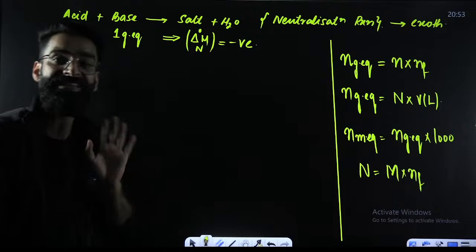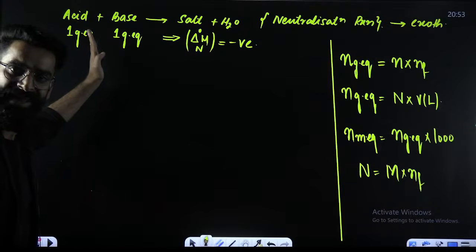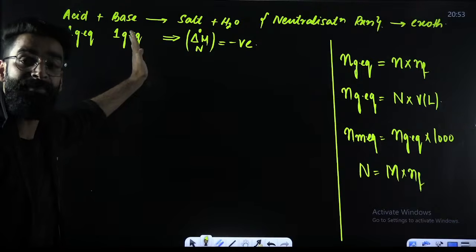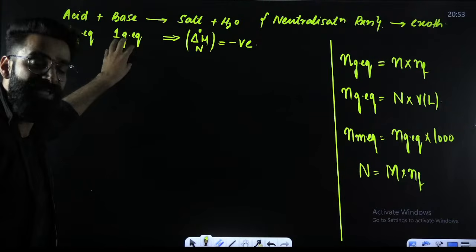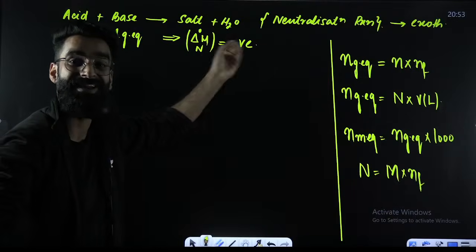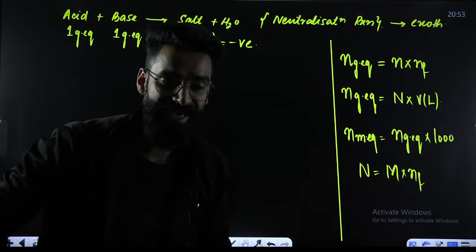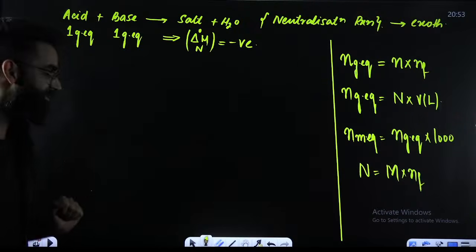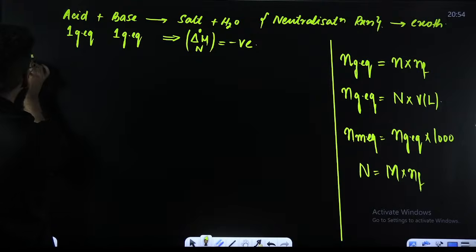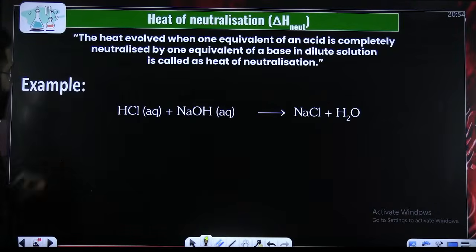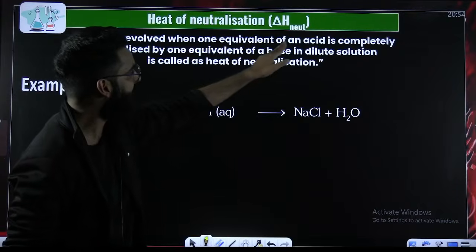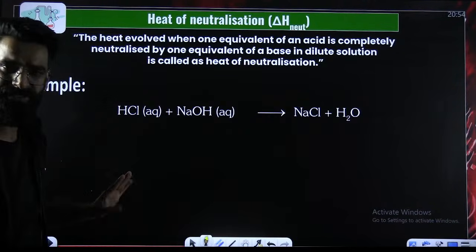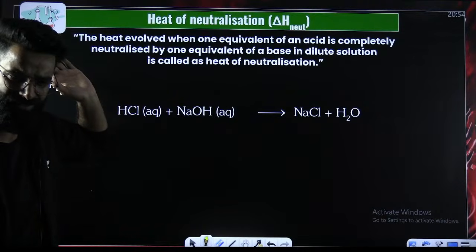Now, how do we define the enthalpy of neutralization? When 1 gram equivalent of an acid is completely neutralized by 1 gram equivalent of a base, whatever amount of energy is released at that point is what you call enthalpy of neutralization. Understand very carefully. The heat evolved when 1 equivalent of an acid is completely neutralized by 1 equivalent of a base in dilute solution is called heat of neutralization or enthalpy of neutralization.